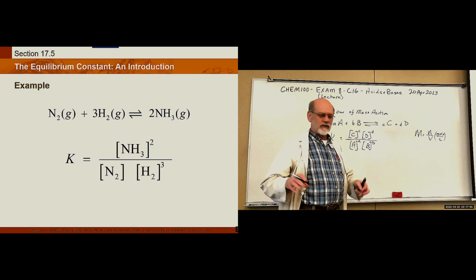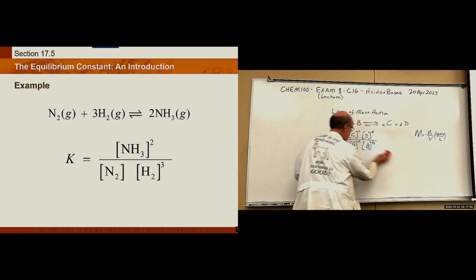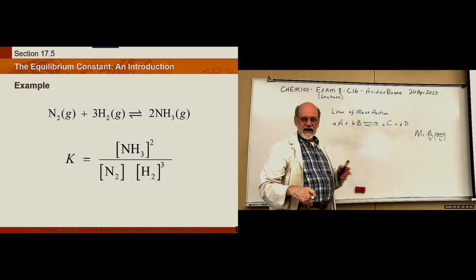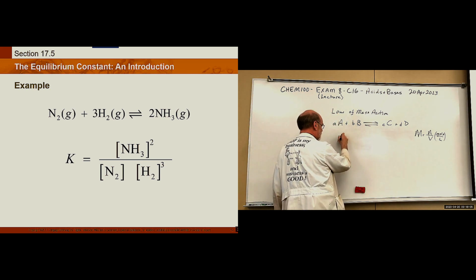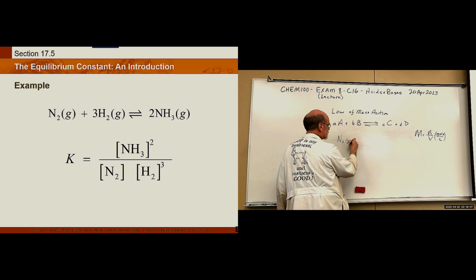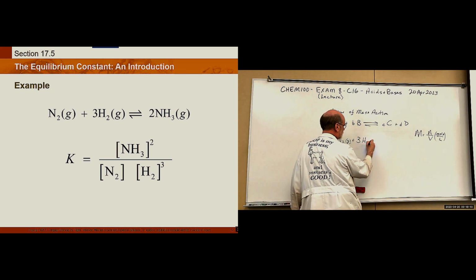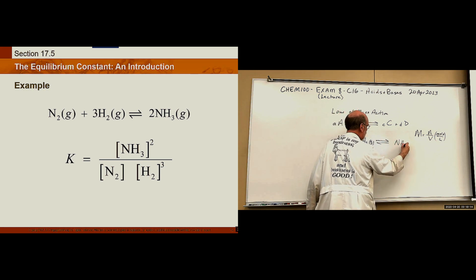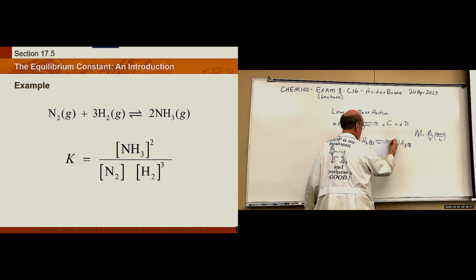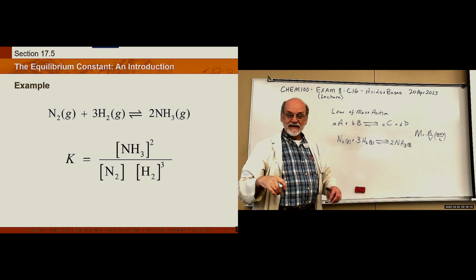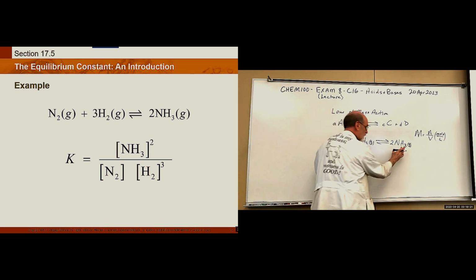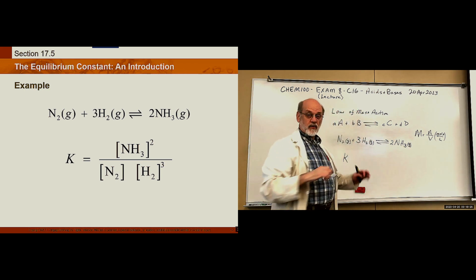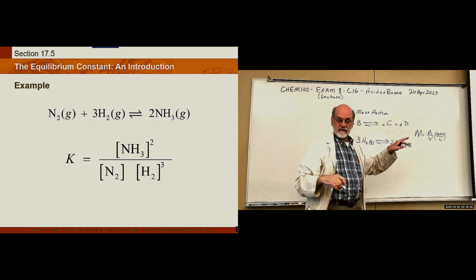Okay, here's an example. If we react nitrogen and hydrogen, this is my favorite reaction. This is the Haber-Bosch process, to make ammonia. Okay. The expression then would be, what is the concentration here? And by the way, these are all gases.